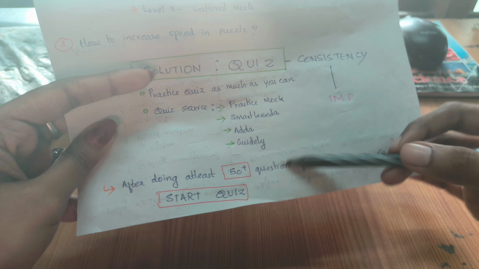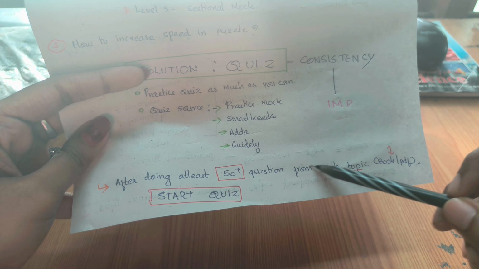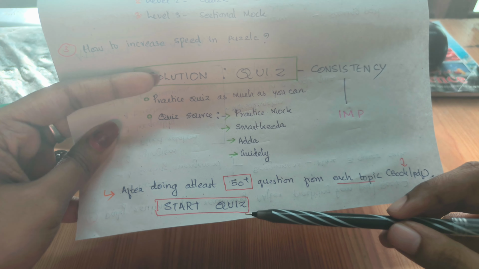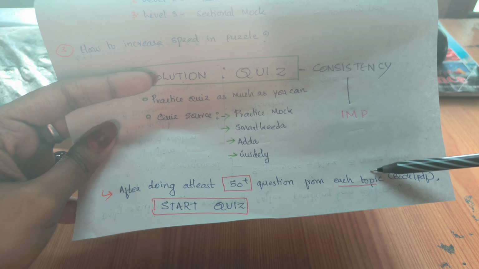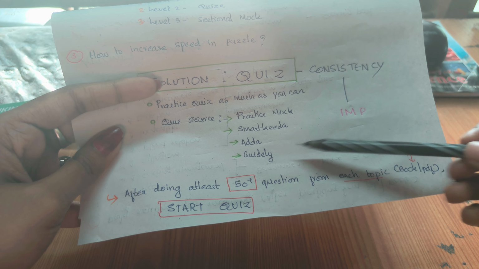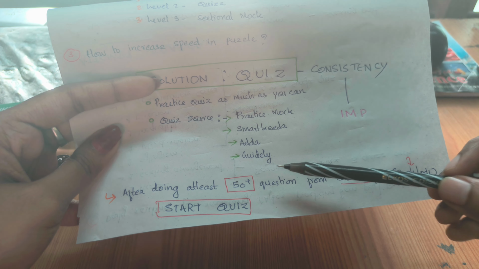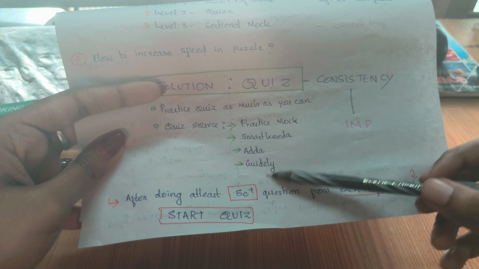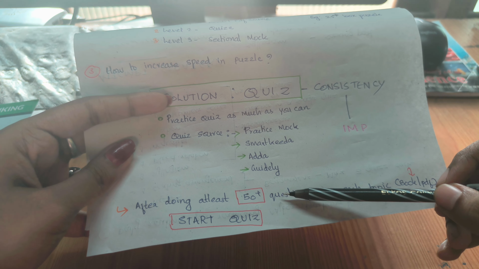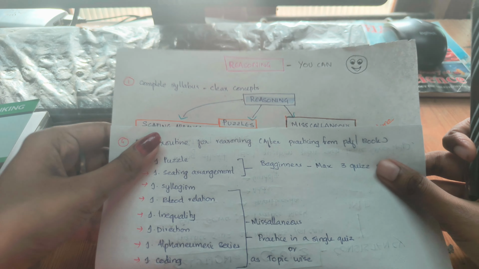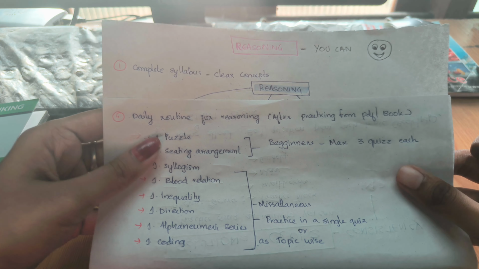Okay, so this is a very important instruction for you. That is, after doing at least 50 plus questions from each topic, you can start quizzes. With these 50 questions, it's sure that your concept will be clear. So after this stage, you must start doing quizzes. Okay, then I will share a schedule with you which you can follow daily to improve your speed.